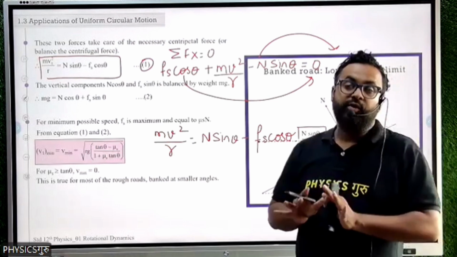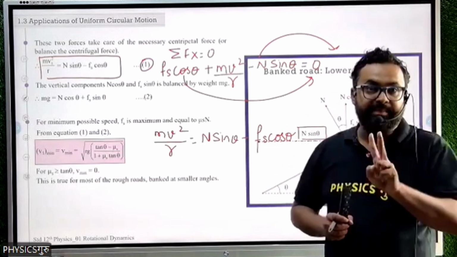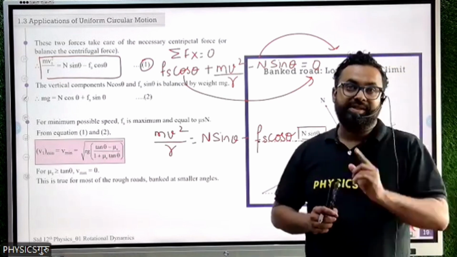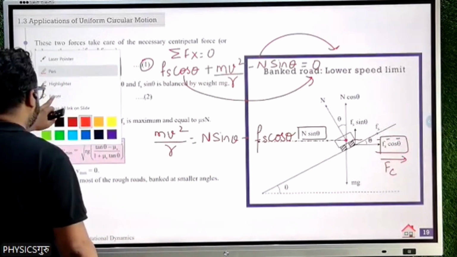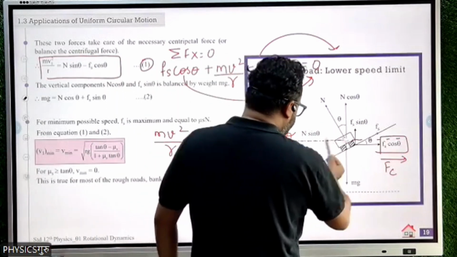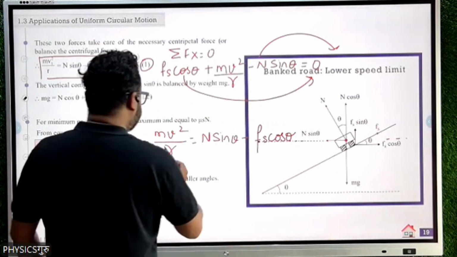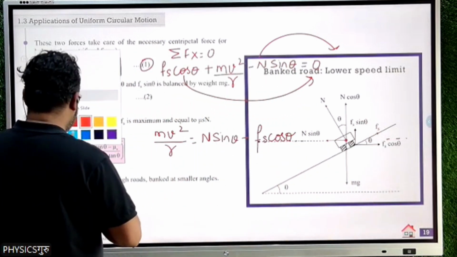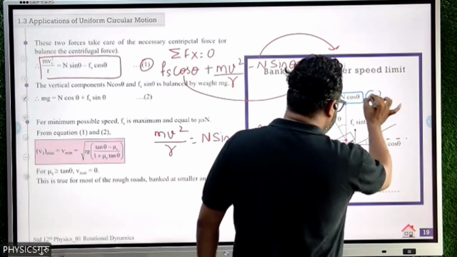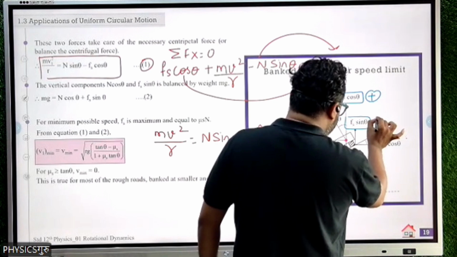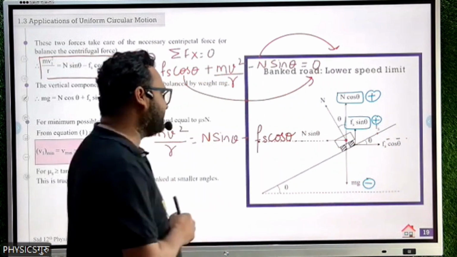So step number 1, we need to find all the forces that are acting along the x-axis. Now step number 2, we need to find the number of forces acting along the y-axis. So how many forces are acting along the y-axis in this particular diagram? Let me change the ink. We have N cos theta acting upward, positive, Fs sin theta, positive. We have weight acting downward, which is taken as negative.